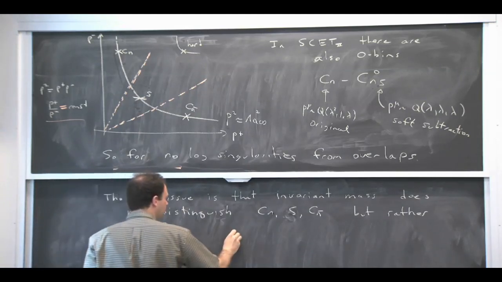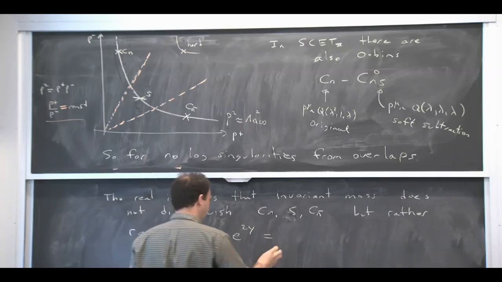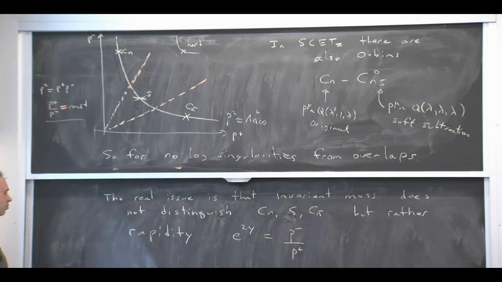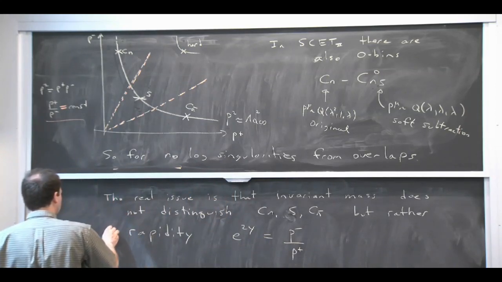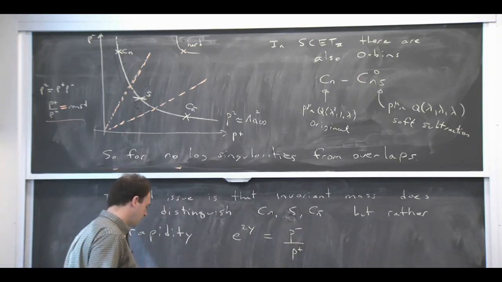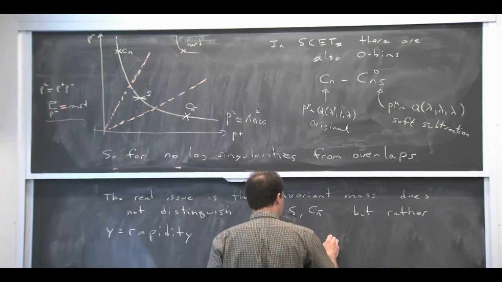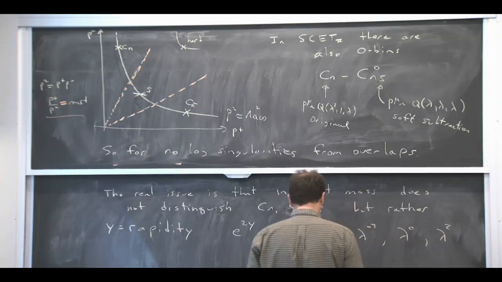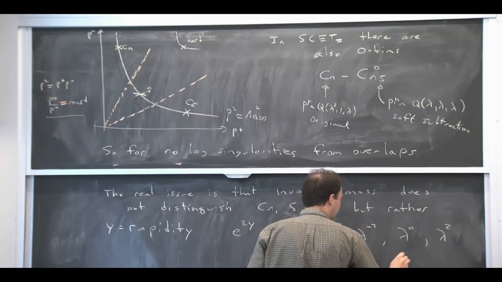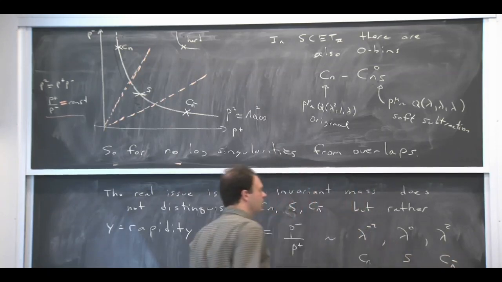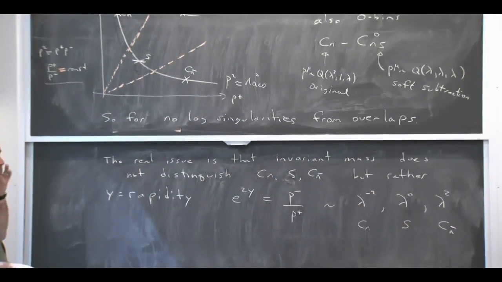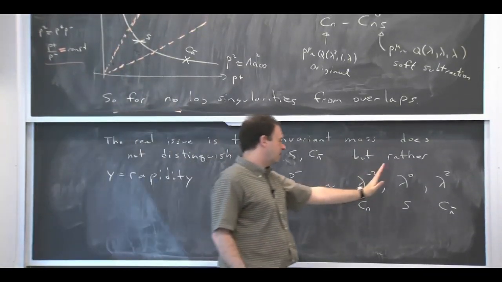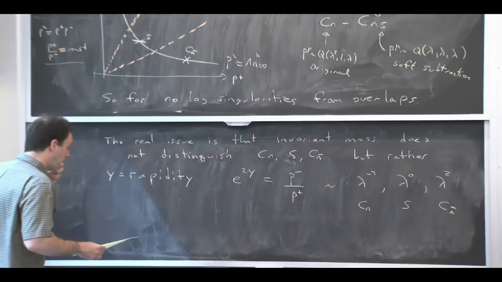So rapidity you could define as, it's usually defined this way. So exponent of 2y, where y is the rapidity, is p minus over p plus. And if you look at the scaling of that, that's scaling like either lambda minus 2, lambda 0, or lambda squared for the different cases for Cn S and Cn bar. So it's this variable that's really distinguishing the different modes. Okay, and these orange lines are just dividing lines between these in rapidity.